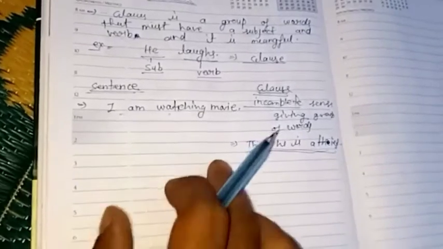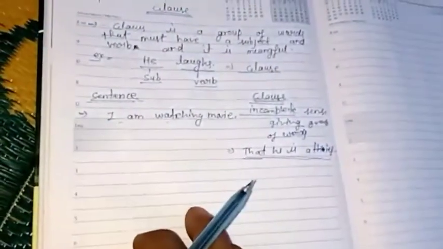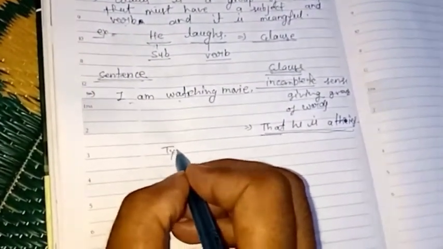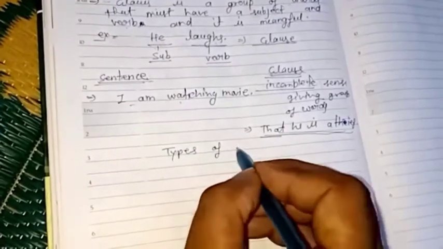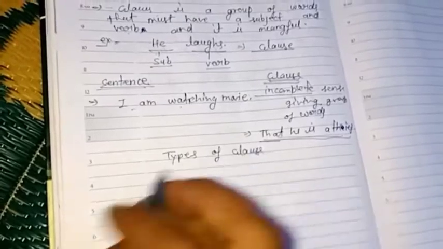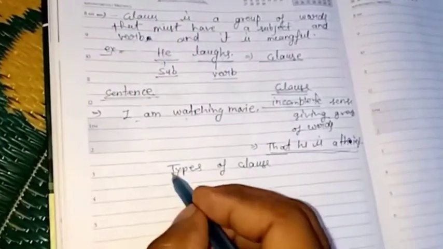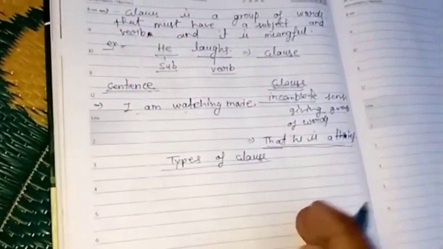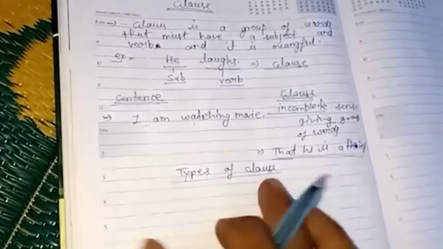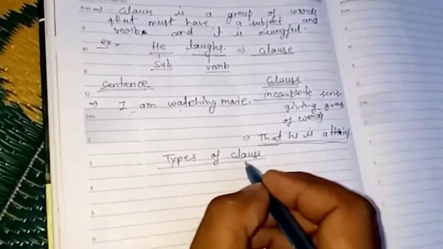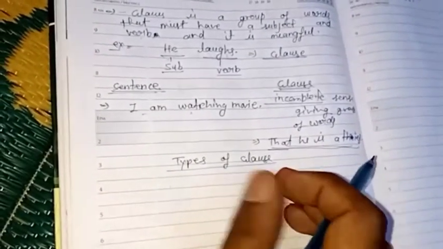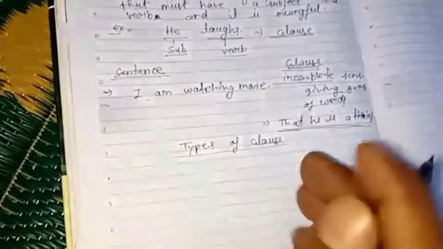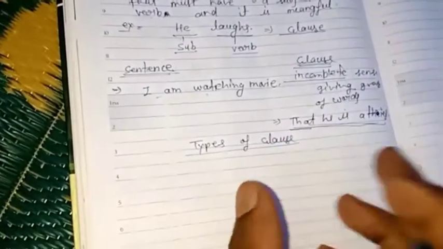Now my dear friends, I hope you are getting the information, you are understanding my point. Now come to the types of clauses. So my dear friends, in English grammar, especially when we transform synthesis, when we study simple, compound and complex, and especially in complex sentences, clause is mostly used. So there are three types of clause in English grammar.